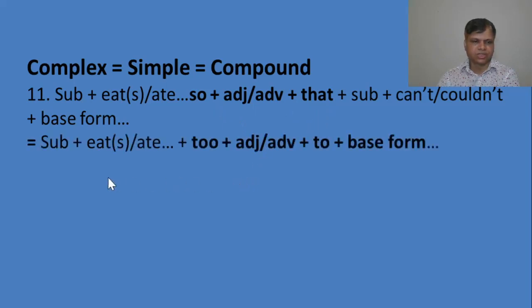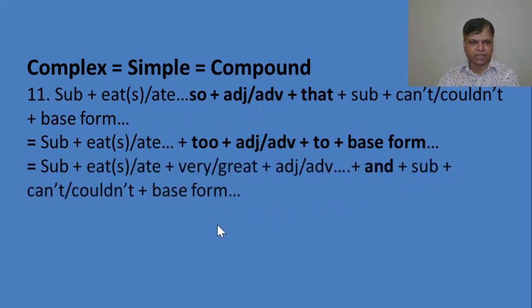So the simple sentence will be: subject, base form or S form or past form, that is, we have to use the independent clause first and rest of the sentence, and instead of so we have to use too, then we have to use adjective or adverb, and instead of that we have to use to, and then we have to use base form and rest of the sentence.